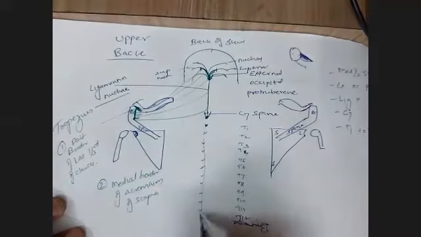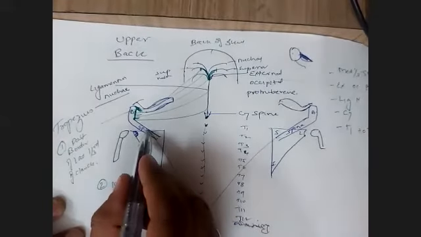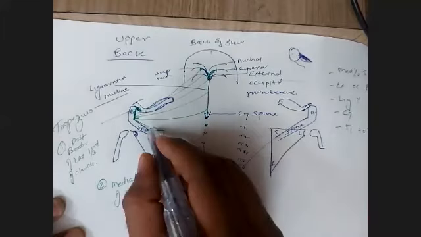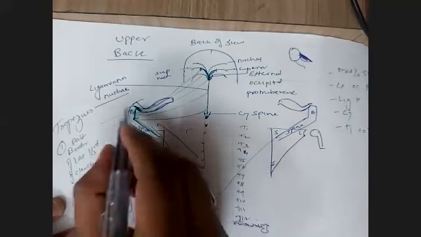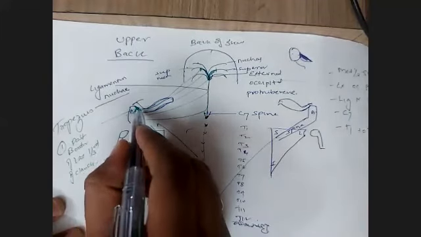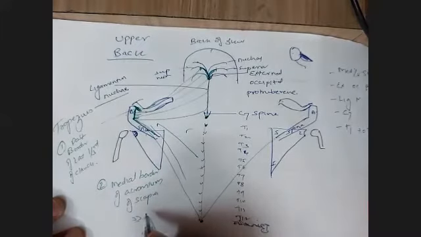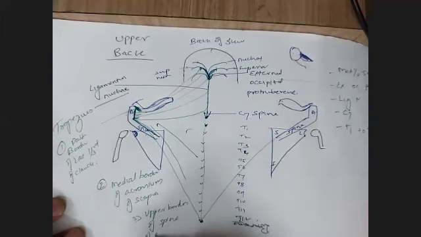And these fibers, which are coming from below, they are getting inserted on upper border of the spine of scapula. So spine has an upper border, lower border. Acromion has a medial border, lateral border, and clavicle has anterior and posterior. So the third insertion is upper border of spine of scapula.